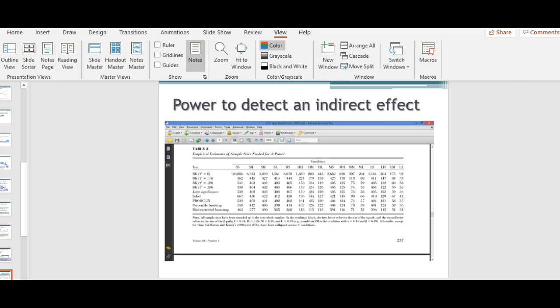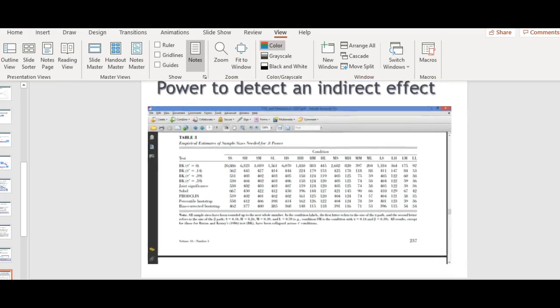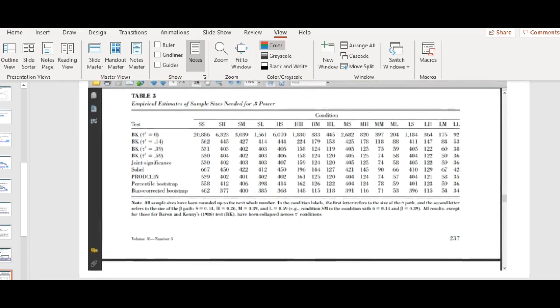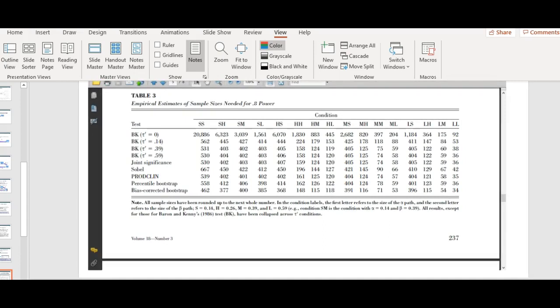So what we have on page 237 of this article is a table. It looks like this. I'll make it bigger. And here's the issue with mediation: if you expect to see a tiny A path and a tiny B path, then you need a lot of people in your sample to detect that. Remember, with a small effect size, you need more people, you need really reliable measures, you need all this precision. But if you have a large effect on the A path or B path, or both, ideally both, you need the least amount of N.